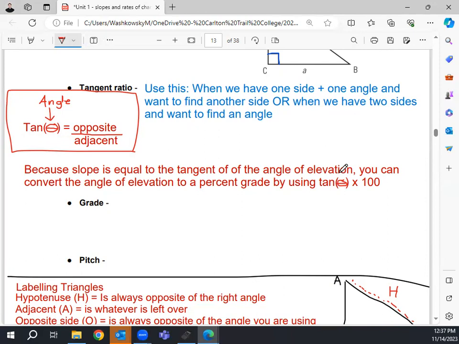a ramp or something. Again, imagine that you're designing a ramp for people who are in wheelchairs, right? There are certain rules you have to follow on steepness. You can't just have a crazy steep ramp. They're not going to be able to get up it. And so these are how they measure those things.